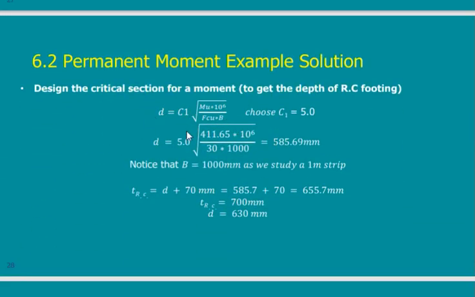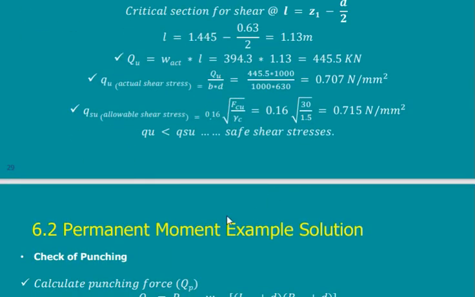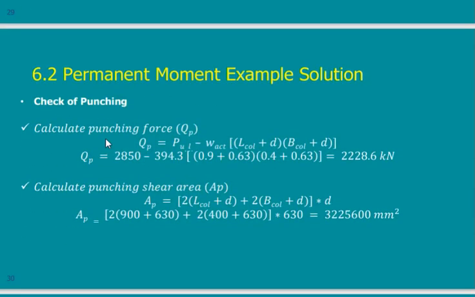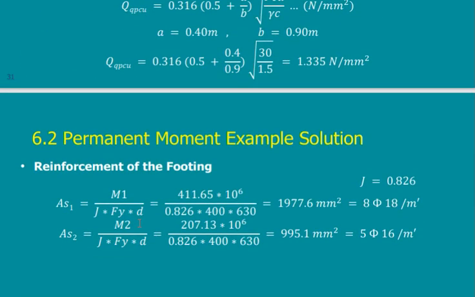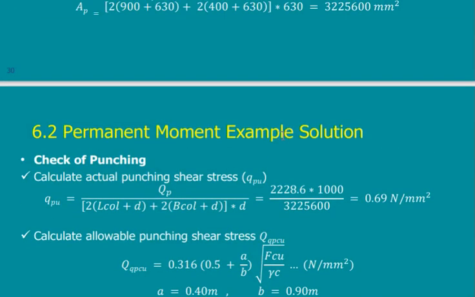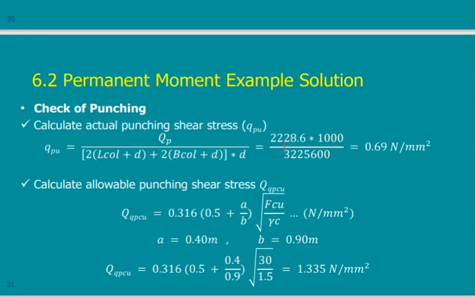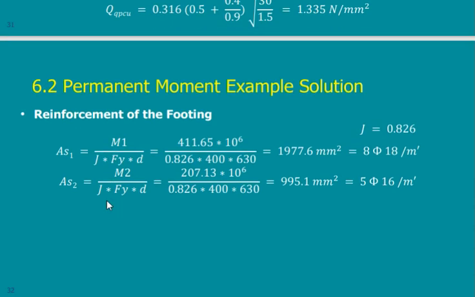So based on this equation, I will get the D, add the 7 centimeters, conduct the check of shear, here it is safe, and conduct the check for punching. This is the check for punching, and I think it was safe also. Anyway, safe or not safe, if it is not safe, then we will add a few centimeters, say 10 centimeters, to the depth to increase the depth, and it will be safe. Then I will go to the moment.